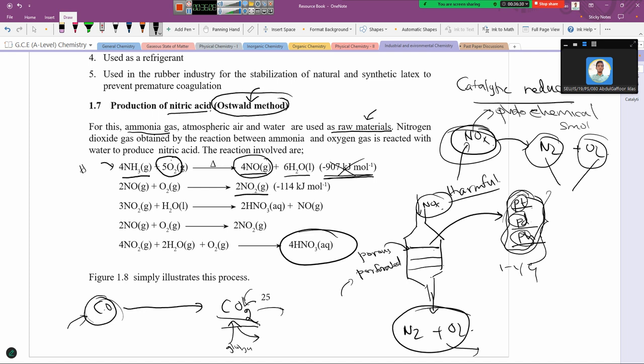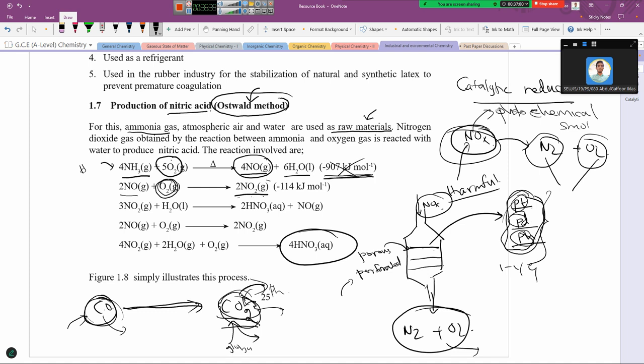But it can be utilized by the plants for photosynthesis, but carbon monoxide cannot be used for photosynthesis, right? So that's why we have to reduce it to carbon dioxide, so that it can even be used by the plants to produce energy for their consumption, right? Now NO gas reacts with O2 gas to produce NO2 gas.